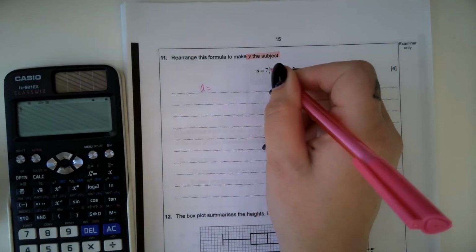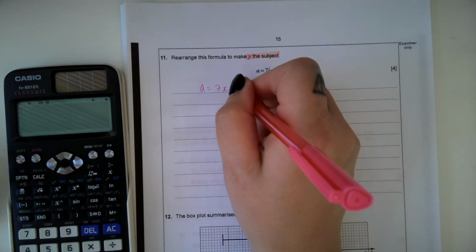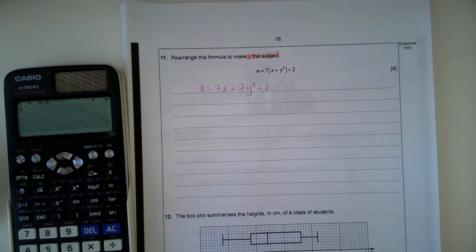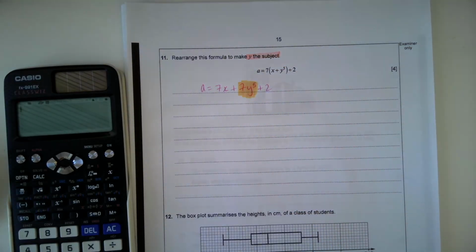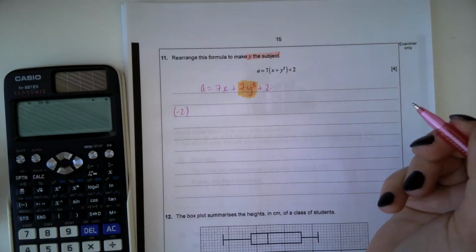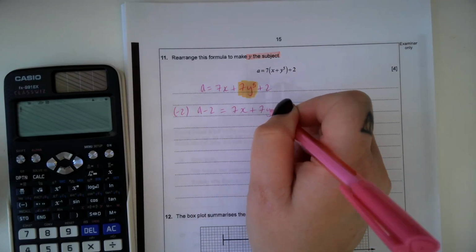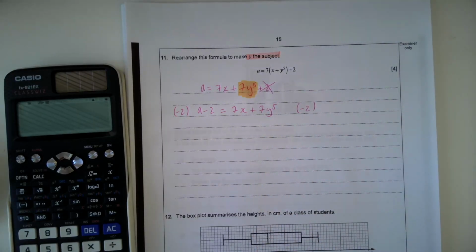So a equals 7 times x is 7x. 7 times positive y to the power of 5 is 7y to the power of 5. And then we've got plus 2. So now I'm going to start isolating that y term. I'm going to aim to get this y term on its own. The first thing I'm going to do is subtract 2 from both sides. So a subtract 2 equals 7x plus 7y to the power of 5. I've subtracted 2, so it's gone.